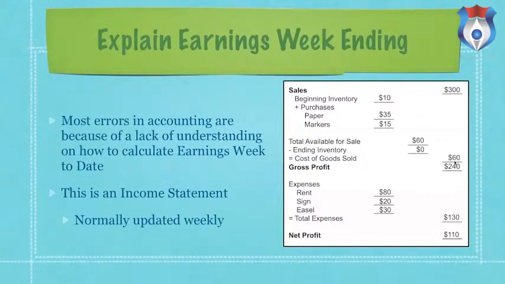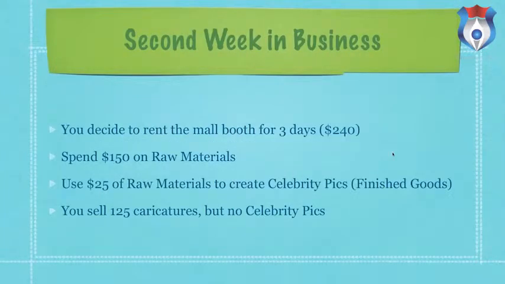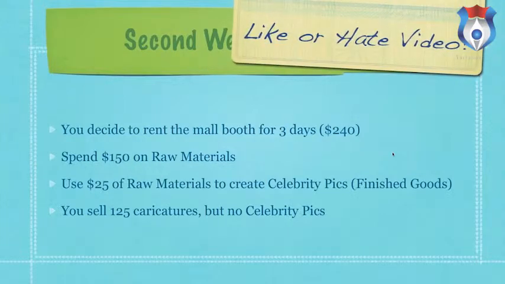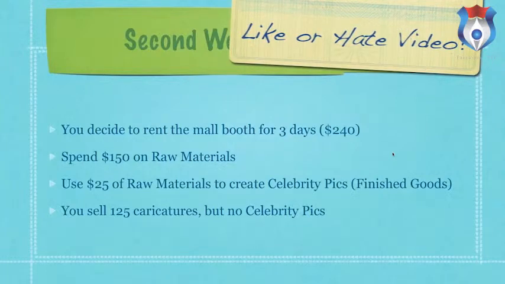And I'm going to do a ton more examples. Believe me, this is going to become completely understandable. Your second week in business, you decide to rent the mall booth for 3 days for a total of $240 in rent. You spend an additional $150 on raw materials and use $25 of the raw materials to create celebrity pictures. These are what are called finished goods, like I had mentioned previously. You sell 125 caricatures, but no celebrity pictures.